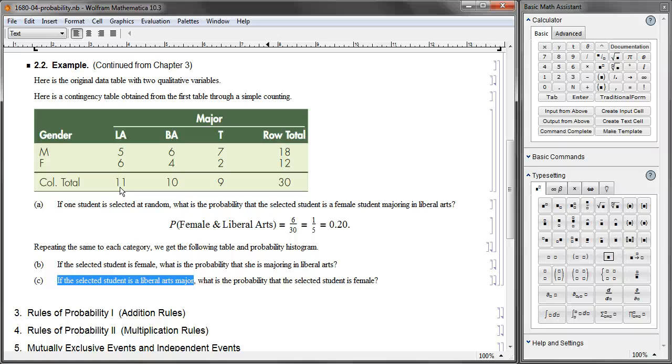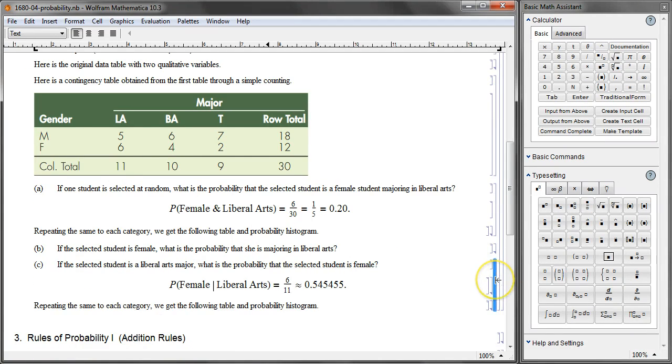Instead of 30, not 12, this time we are focusing upon a condition, upon a major. So the total is 11. So what do you get? We have 6 over 11. Approximately we get this decimal.